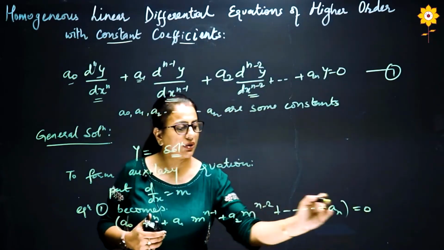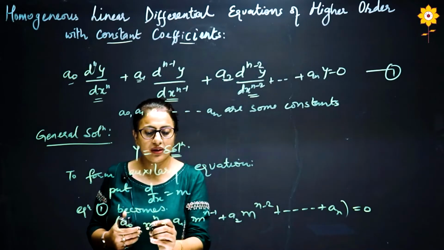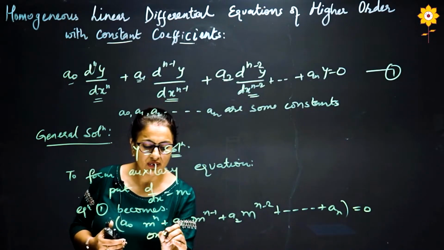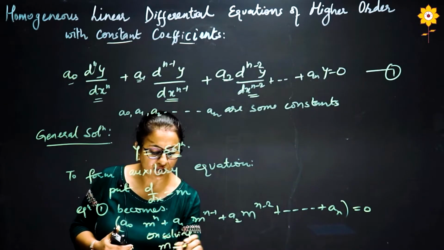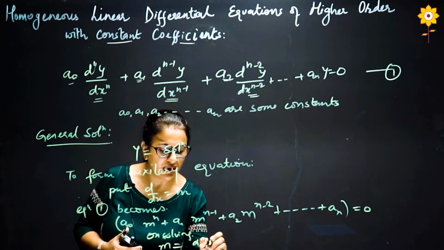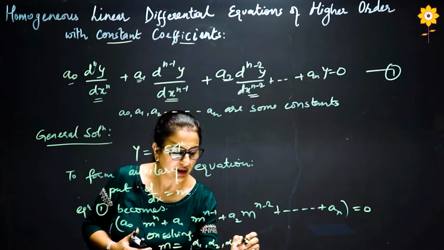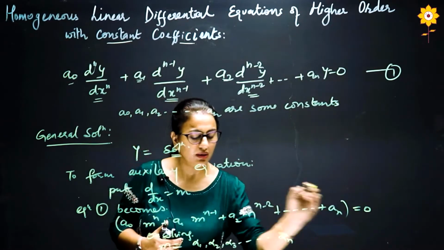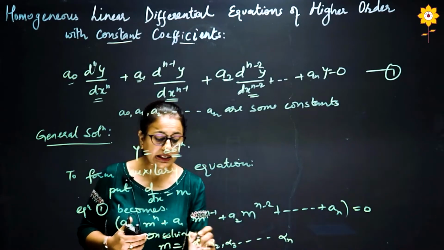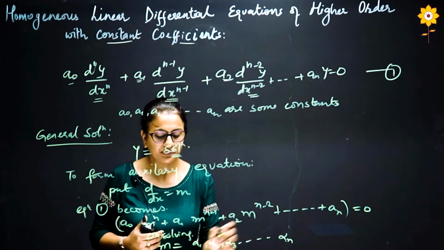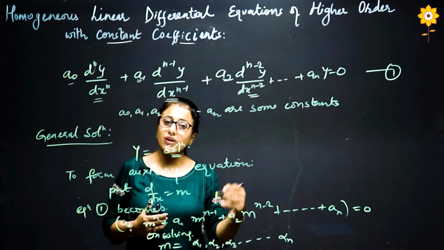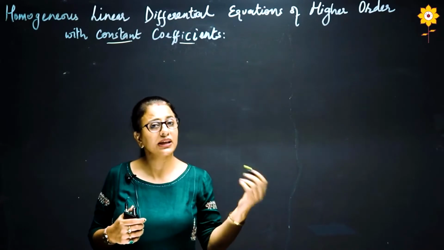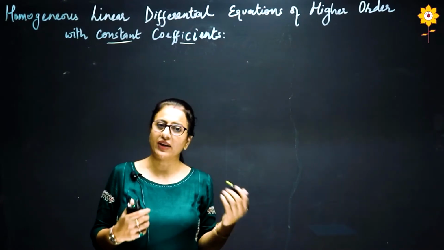This would be some polynomial in m. Once we solve this, we'll get the result in terms of n. On solving this, I'm going to get the values of m. It might be alpha 1, alpha 2, alpha 3 and so on, alpha n. Since this is a polynomial of degree n, I would get n roots here. So the nature of roots will decide which formula is applicable, and how to find the solution.